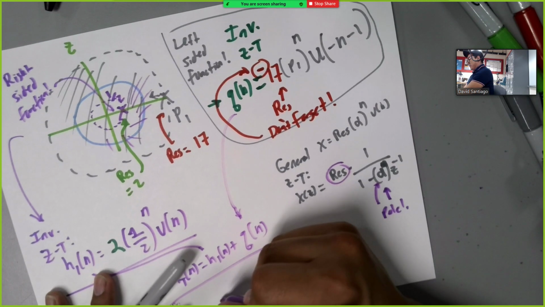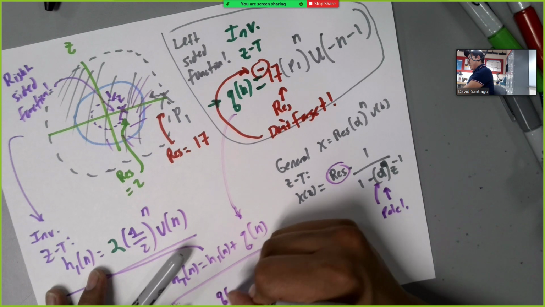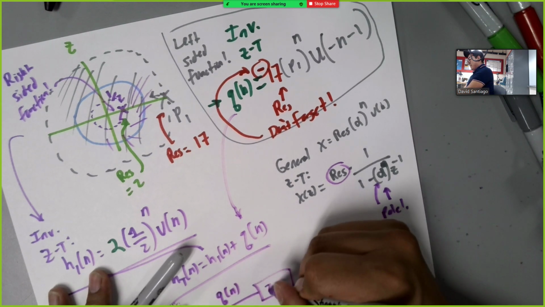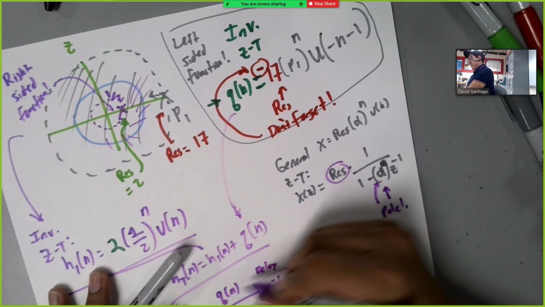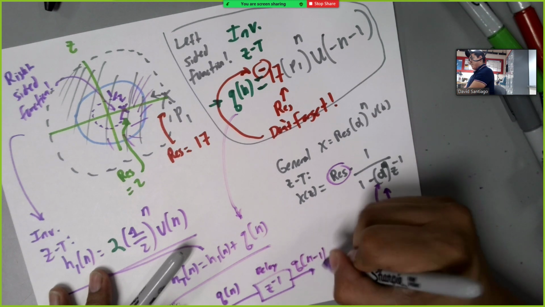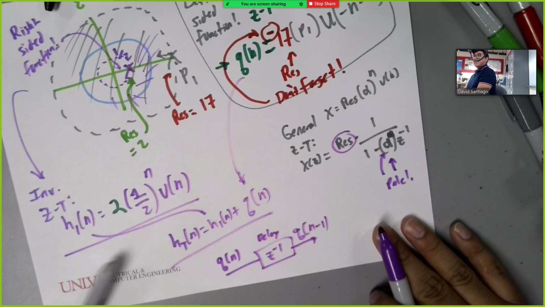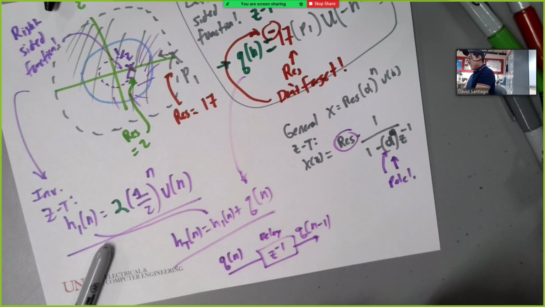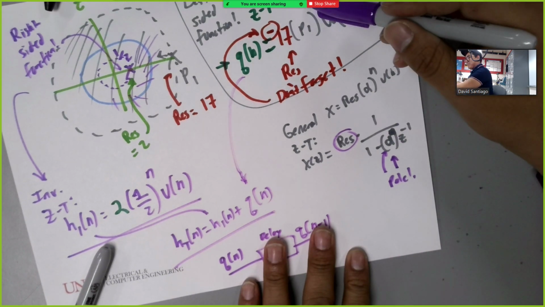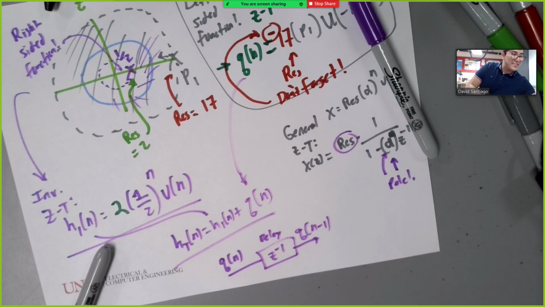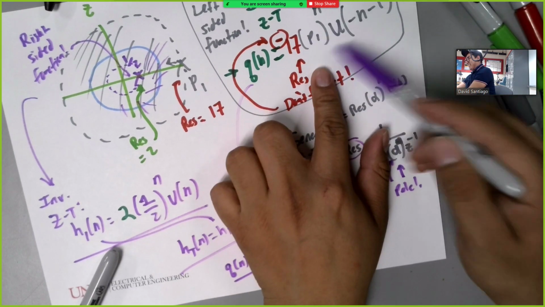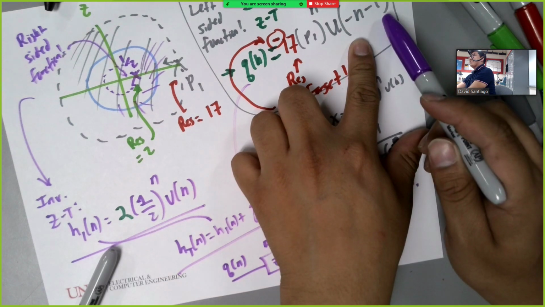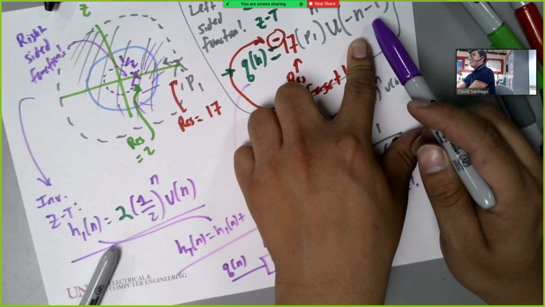If you were to do q of n times z to the minus 1, this is a delay, you're going to get q of n minus 1. Just delay it like that. I feel like this should be a minus. Should it be a minus? Let me see. No, it is a plus. So for this left-sided function, this is all correct. Don't forget your minus sign. Don't forget to flip this. Easy. That should be like problem 1.